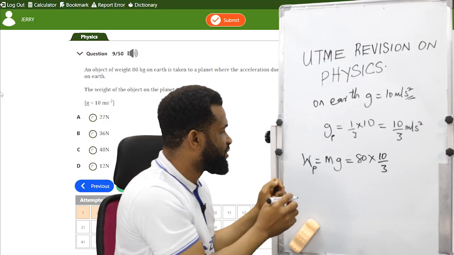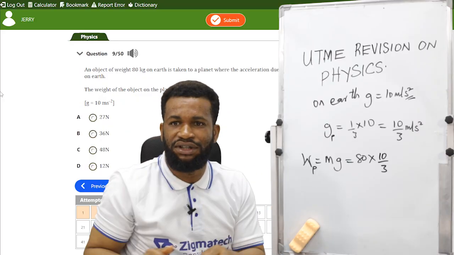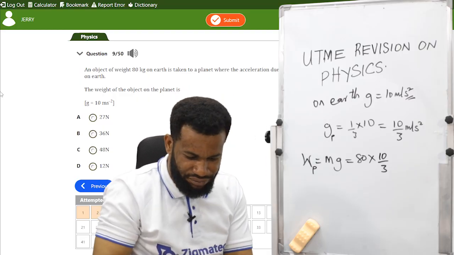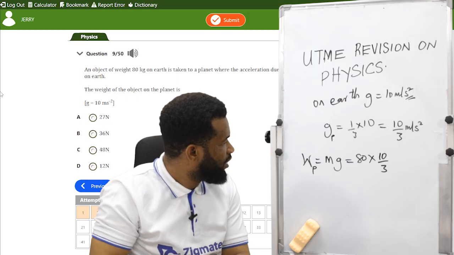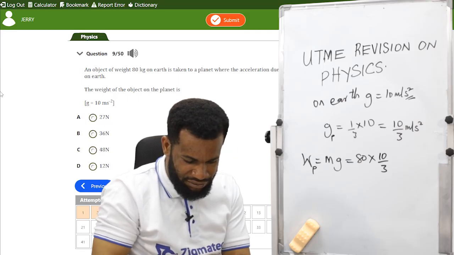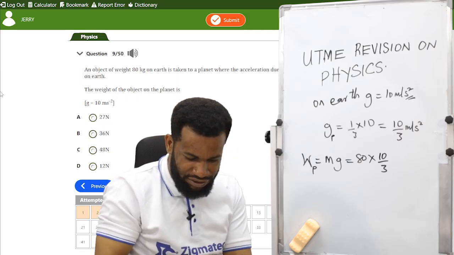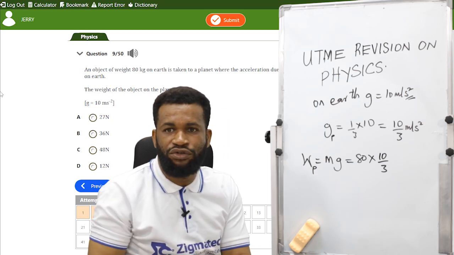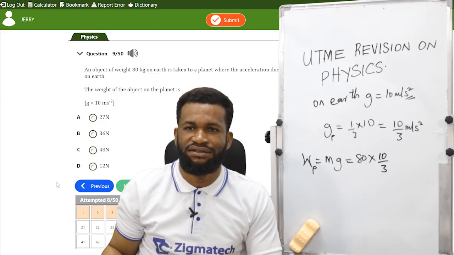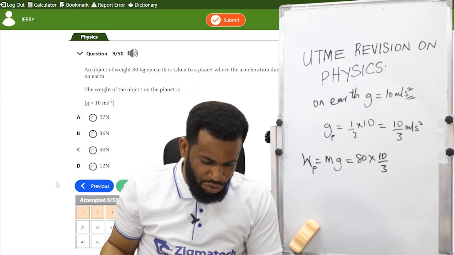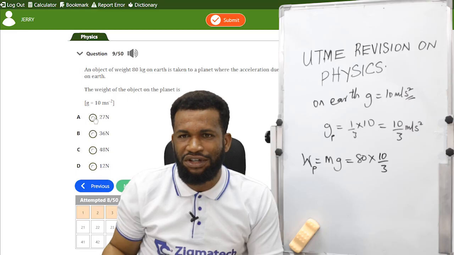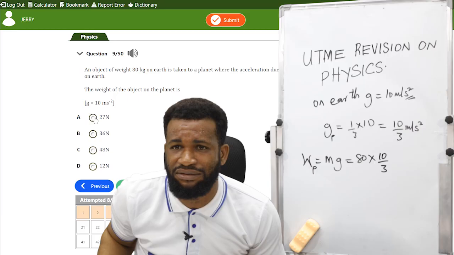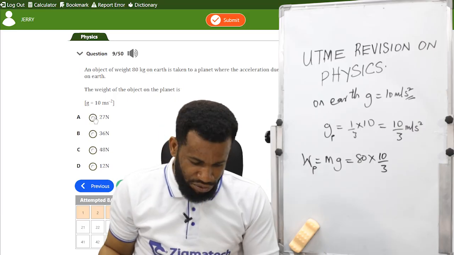And acceleration due to gravity is 80 times 10, that's 800 divided by 3. So 26.7. So apparently the option is going to be 1/3 of its value. Yes, it's going to be 27.